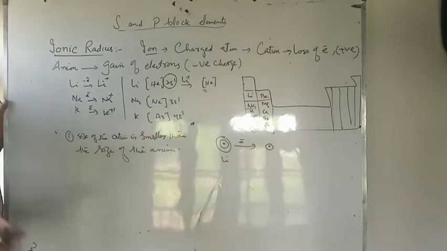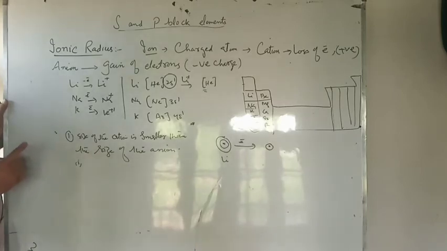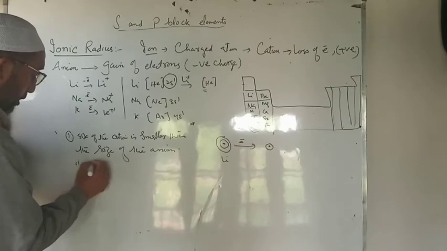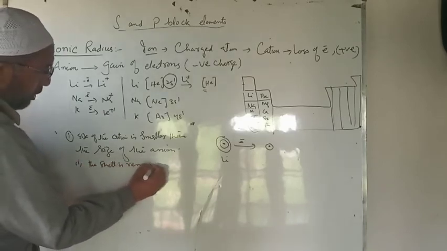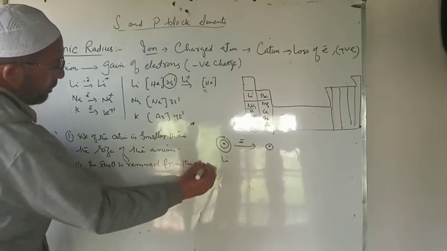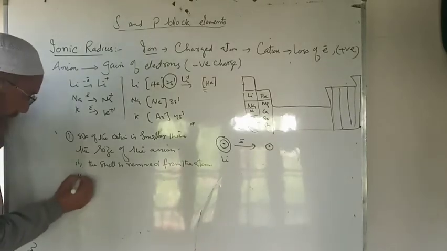Number 1 point. Now, what is the reason behind it? One reason behind it is that generally the shell is removed from the atom while losing the electron. Or you may say that the cation has a lesser number of shells than that of the neutral atom. Number one. Then there is another reason behind it.